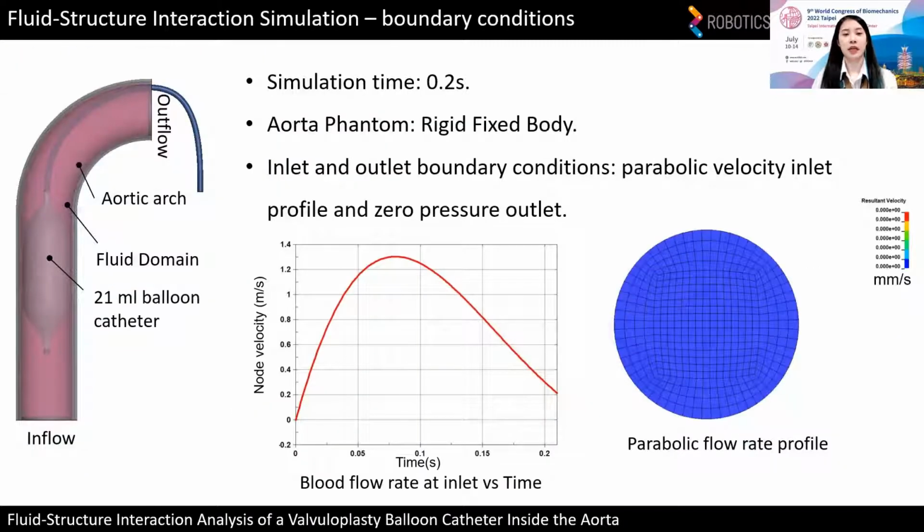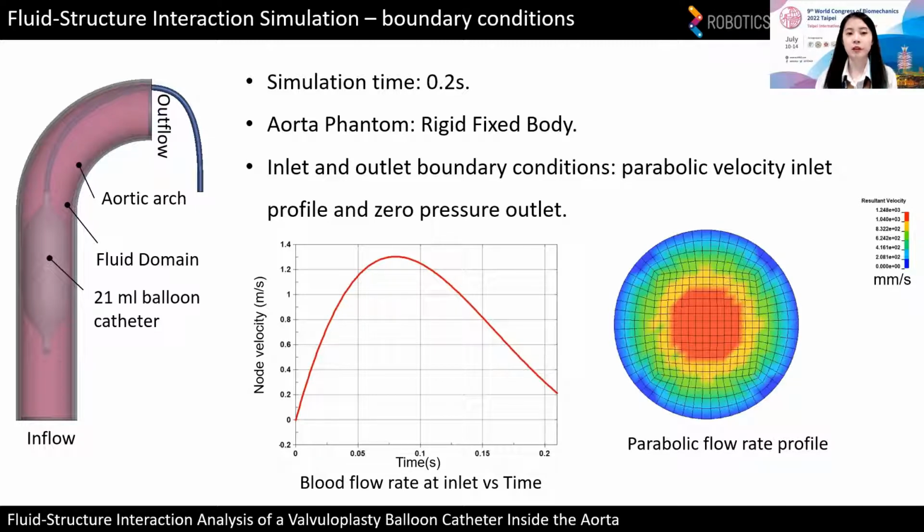When it came to the FSI simulation, the balloon with a bended catheter model was inserted inside an aorta with an arch. The catheter was touching the upper inner wall of the aorta. The simulation time is about 0.2 seconds, which is an average time of the systolic duration. The aorta is simplified as a rigid fixed body. The inlet boundary was applied as a parabolic velocity profile as shown in the video, and the velocity change with time is shown in the plot. For the outlet section, zero pressure was applied.